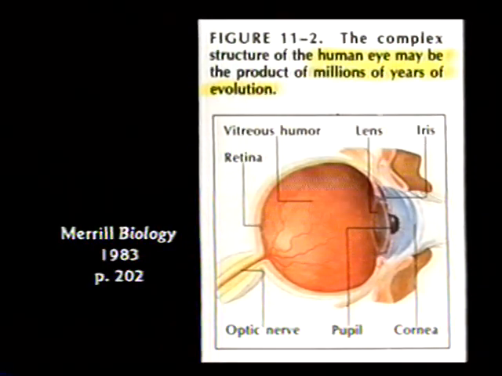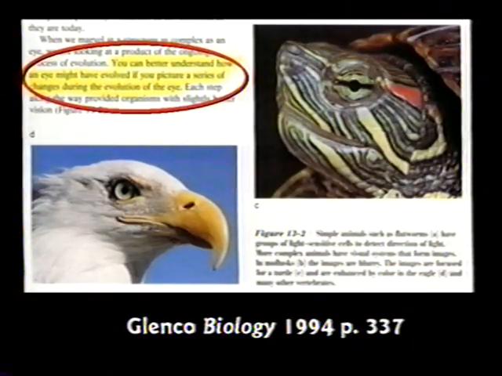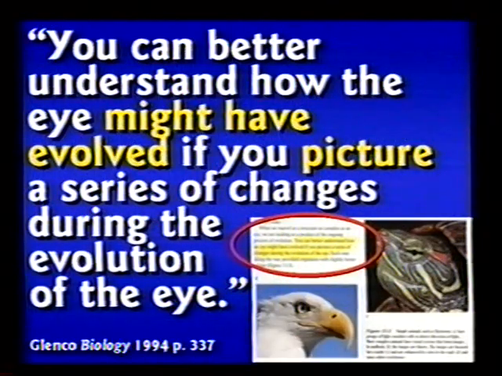Now, this textbook says, the complex structure of the human eye may be the product of millions of years of evolution. Why doesn't God get the glory for what he made? You know, eyeballs are pretty complicated. This textbook says, boys and girls, right here, you can better understand how the eye might have evolved if you can picture a series of changes.